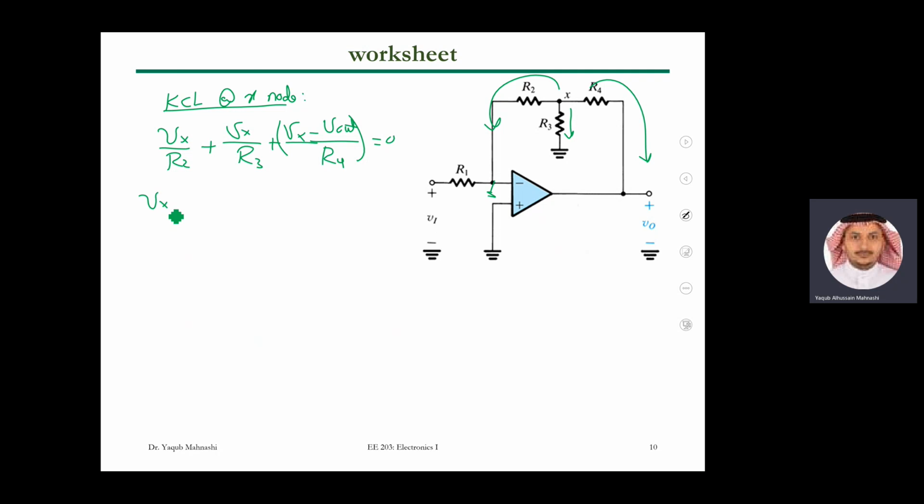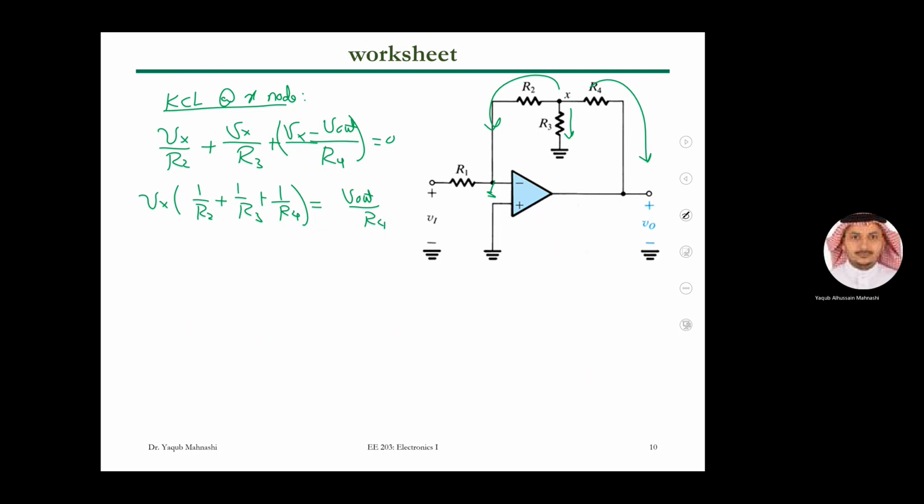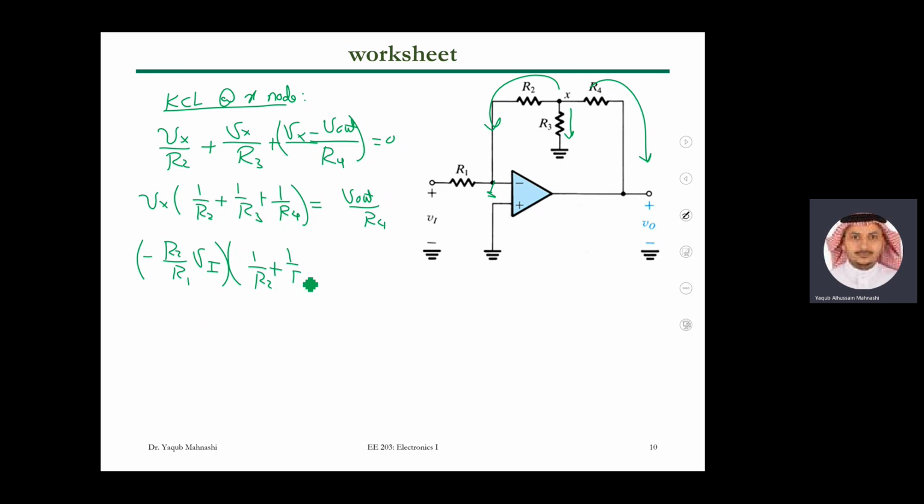So I put Vx here as one factor, 1 over R2 plus 1 over R3 plus 1 over R4 equals V out over R4. And we do have another equation for Vx. I can take the Vx and substitute it with the previous equation. It is what? R2 over R1. So this is minus R2 over R1 multiplied by Vi multiplied by the rest, R3, R4, and then equals V out over R4. I think it's obvious now. You can relate V output to V input, right?